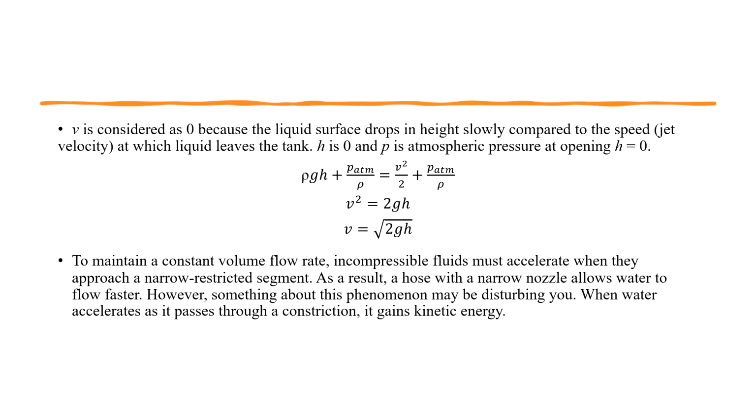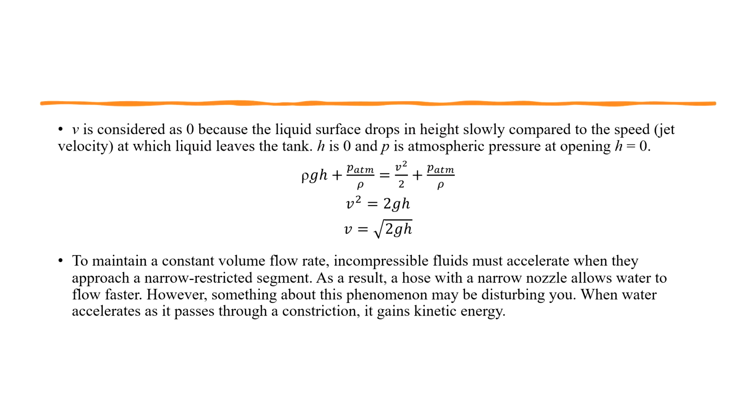V is considered as zero because the liquid surface drops in height slowly compared to the speed, which is the jet velocity at which liquid leaves the tank. h is 0 and P is atmospheric pressure at the opening. So ρgh + atmospheric pressure over density equals V²/2 + atmospheric pressure over density. V² equals 2gh. So the equation for the velocity is derived as V equals square root of 2gh.